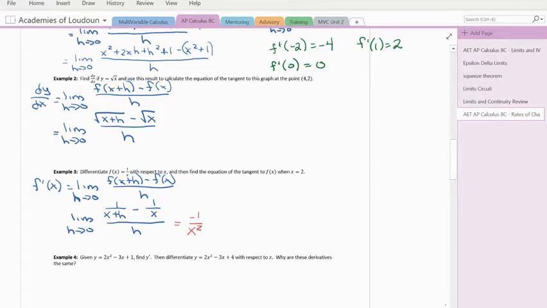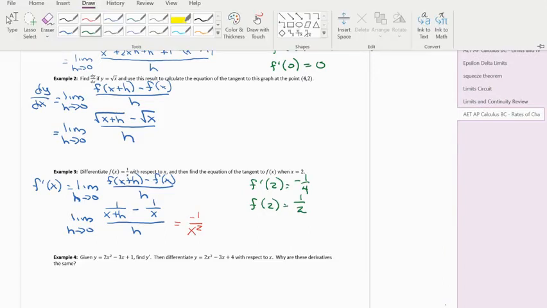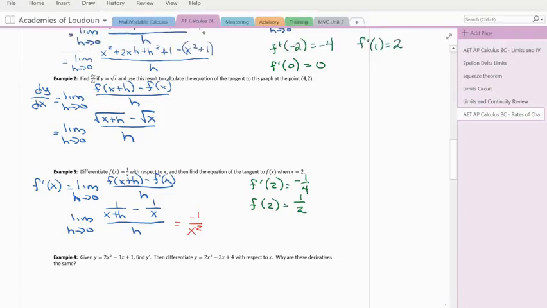And since we want to go ahead and find the equation of the tangent line, we know that f prime of 2 is going to be negative 1/4. We need f of 2, which will be 1/2. So our equation of our tangent line is going to be y minus 1/2 is equal to negative 1/4 times x minus 2.